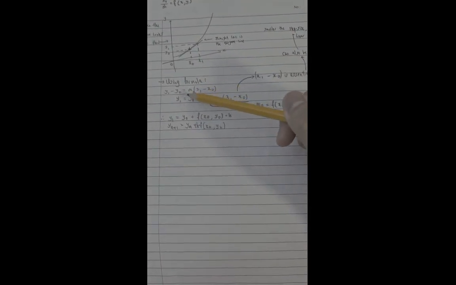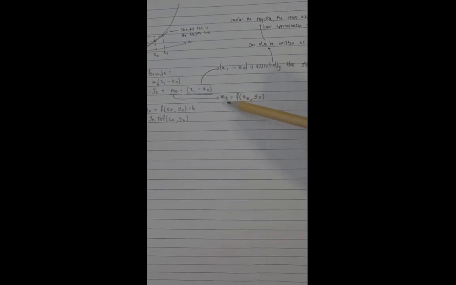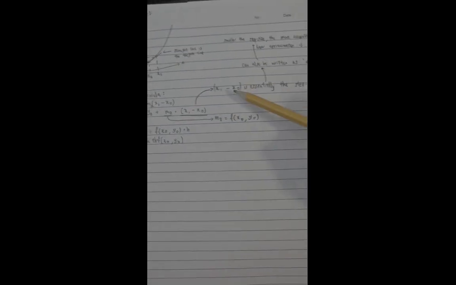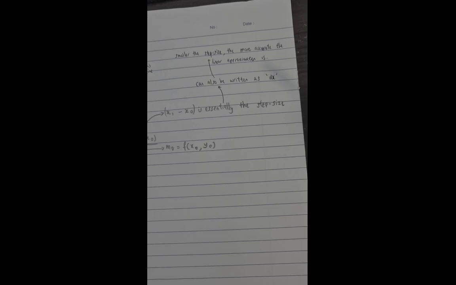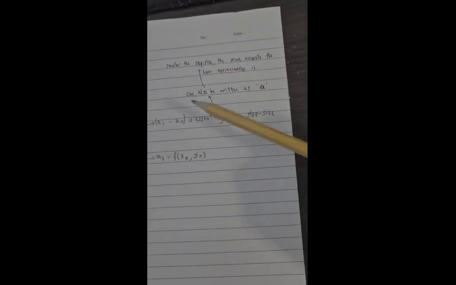So the formula here is y1 minus y0 equals m(x1 minus x0). We bring y0 to the other side by adding it on both sides, so y1 equals y0 plus m0 times (x1 minus x0). m0 is basically dy/dx, which is also equal to f(x0, y0), and x1 minus x0 is the step size, which can be written as dx or h, whichever one you want to call it.